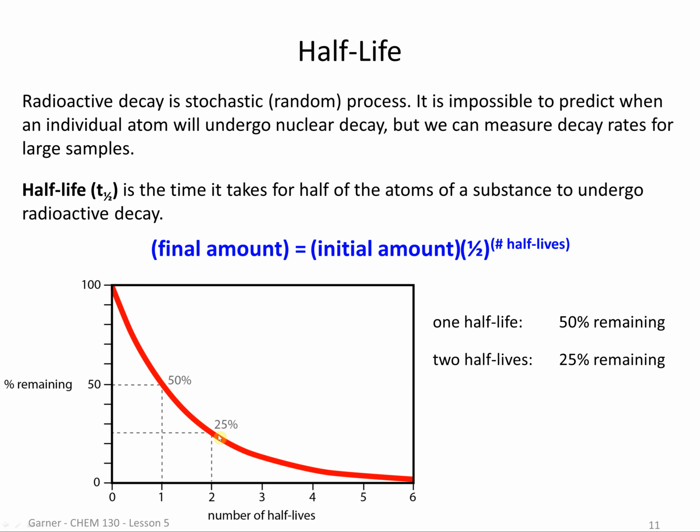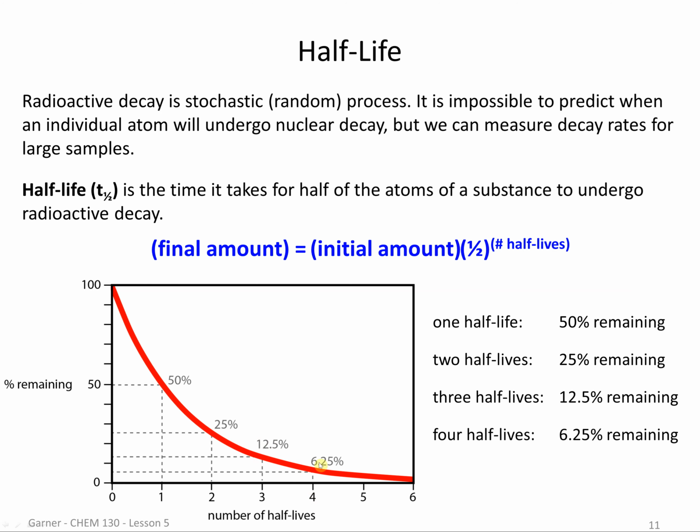Same thing after 3 half-lives, half of the 25% will remain, so we'll have 12.5% remaining. Same thing after 4 half-lives, half of that 12.5%, or 6.25%, will remain. And you could keep going with this indefinitely. So you're going to asymptotically approach 0% remaining.